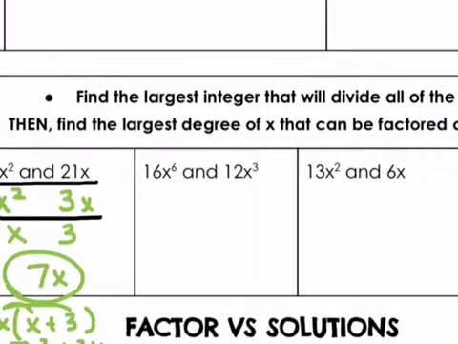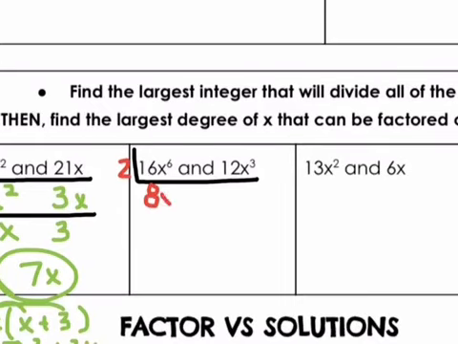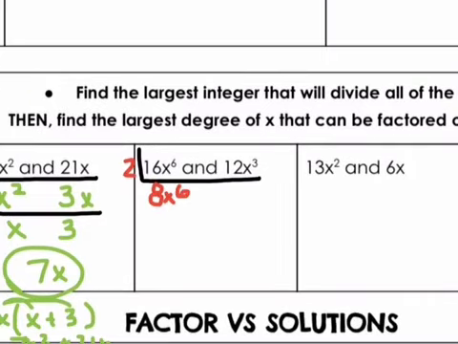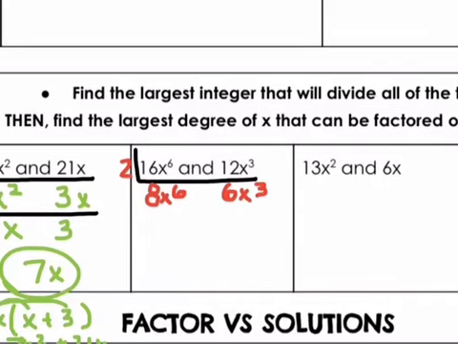All right, the next one, we can divide both of those. Let's divide them both by 2 just to see what we got. 16 divided by 2 is 8. And 12 divided by 2 is 6. And then we can divide both of those again because they're even numbers. So we're going to divide them by 2 again. 8 divided by 2 is 4. And 6 divided by 2 is 3.